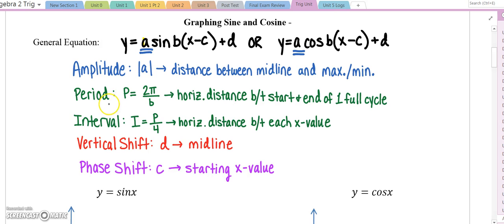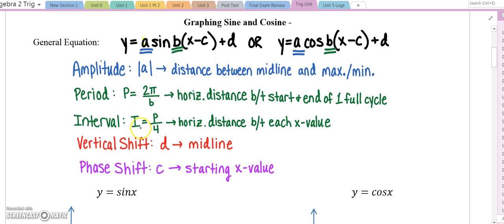The period comes from the B variable, which is right here, and it's always 2π divided by B. That makes sense because it's inside, so it's reversed. So instead of times B, it's divided by B. And that's the horizontal distance between the start and the end of one full cycle. You'll see that the sine and cosine graphs are periodic, which means that they repeat over and over again. So we just sometimes want one full cycle. Well, the period is just the distance of one full cycle.